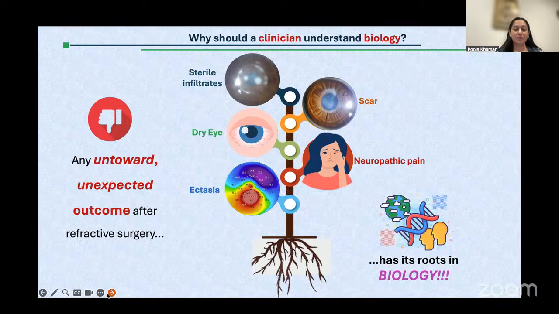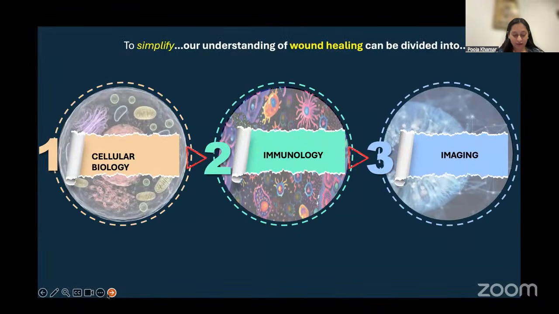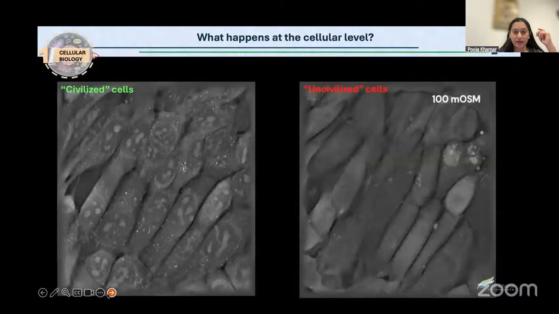If you have done a PRK, there's always a terror of scar. Then we have dry eyes, the neuropathic pain, and ectasia. So this is always an untoward, unexpected outcome we see after refractive surgery, which we do not want to see. And probably the answer is in the roots of the biology. So to simplify, whenever we want to understand healing, there are always three pillars we have to understand. One is the cellular biology, one is the immunology, and one is the imaging. And these three areas together explain why the cornea heals beautifully while another develops chronic symptoms.